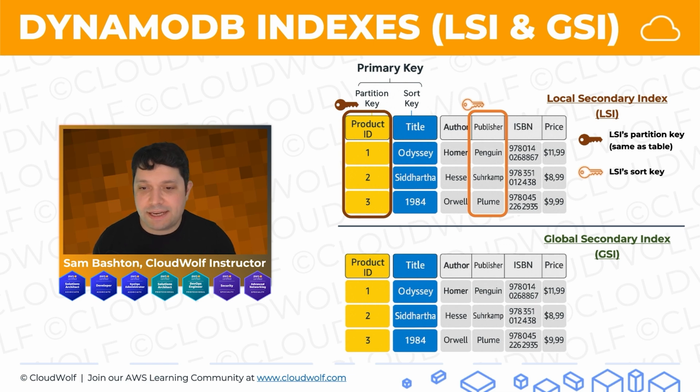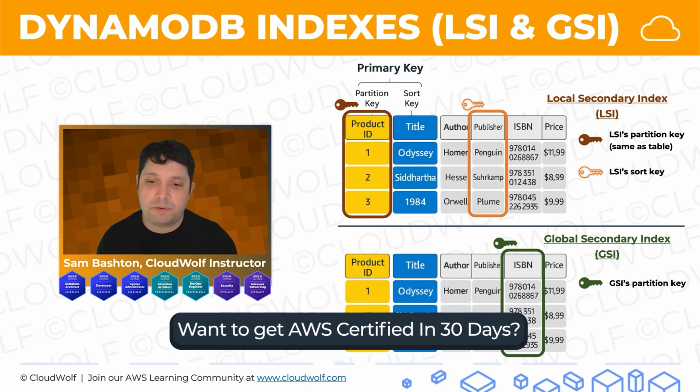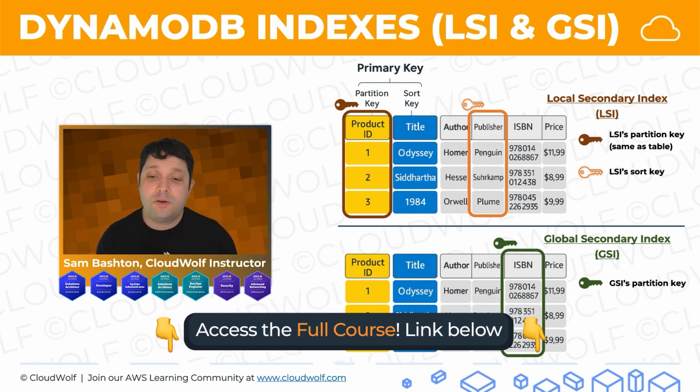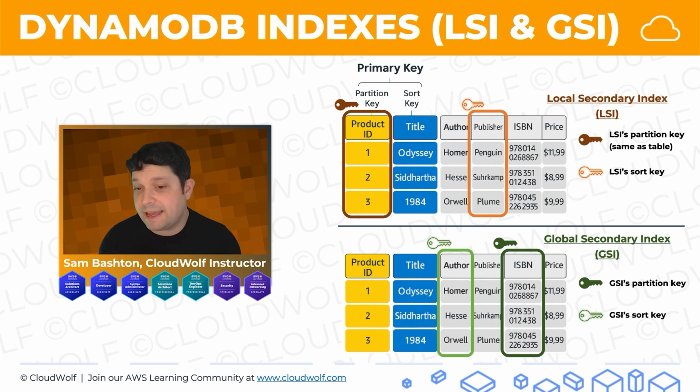For a secondary index, what you can also use is a global secondary index, which allows you to have any column as your partition key. So here we have the ISBN. So we want to be able to look up a book by its ISBN number. Then we can do that using a GSI, a global secondary index. And we can also have a separate sort key, in this case, the author. Again, in this particular example, the ISBN is actually unique. And so that secondary sort index is probably not going to be particularly useful.